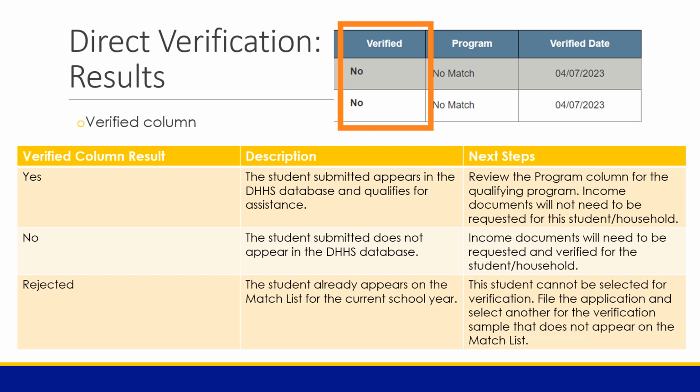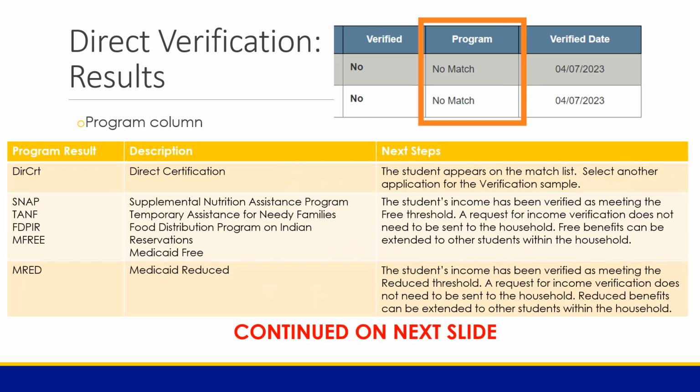A student with a verified status of rejected means that student already appears in the match list for the current school year. If this is the case, and this application was randomly selected for verification, it does need to be replaced with a different application in order to reach the minimum threshold for completing the verification process. Additional training and information provided for correctly completing the verification process is provided in other resources available from Nutrition Services. Now let's take a look at the options that might appear in the program column of the results table.